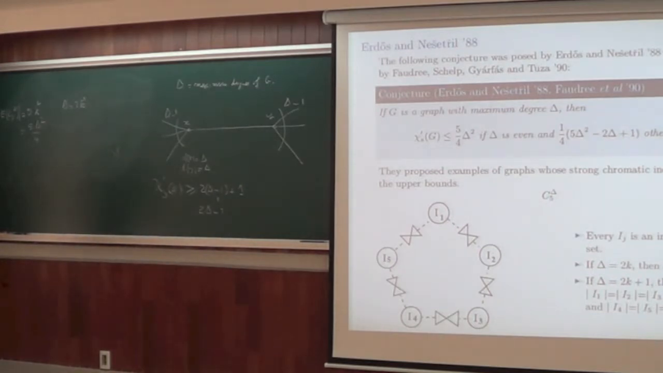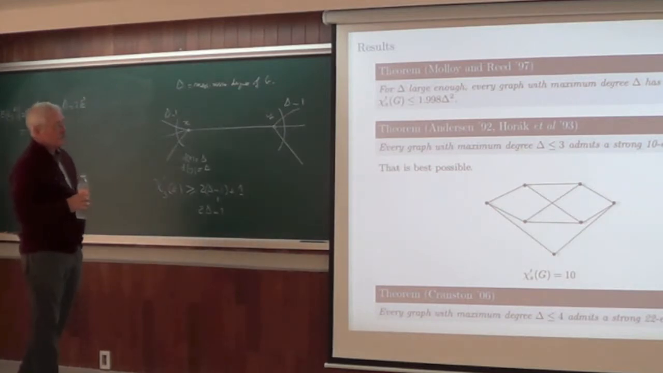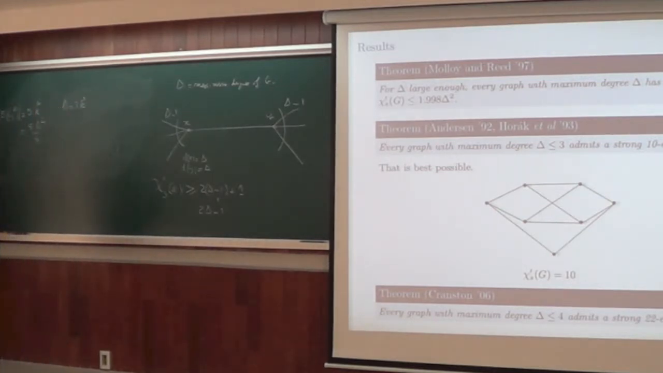So the conjecture is very interesting and very simple, in fact, and we have a very nice example when it is reached. So it would be nice to prove this. But I think that we didn't. We are far from these results. So in fact, Molloy and Reed in 97 proved that if delta is large enough, then the strong chromatic index of the graph is at most 1.998 delta squared.